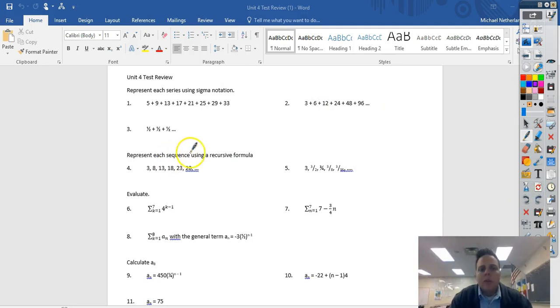Okay, problem 4, represent each sequence using a recursive formula. Okay. Recursive formula is just a sub n plus 1 is equal to a sub n. Now, if it's geometric, we need to say times whatever r is. So you need to figure out what r is. If it's arithmetic, we say plus d, but you need to know what d is.